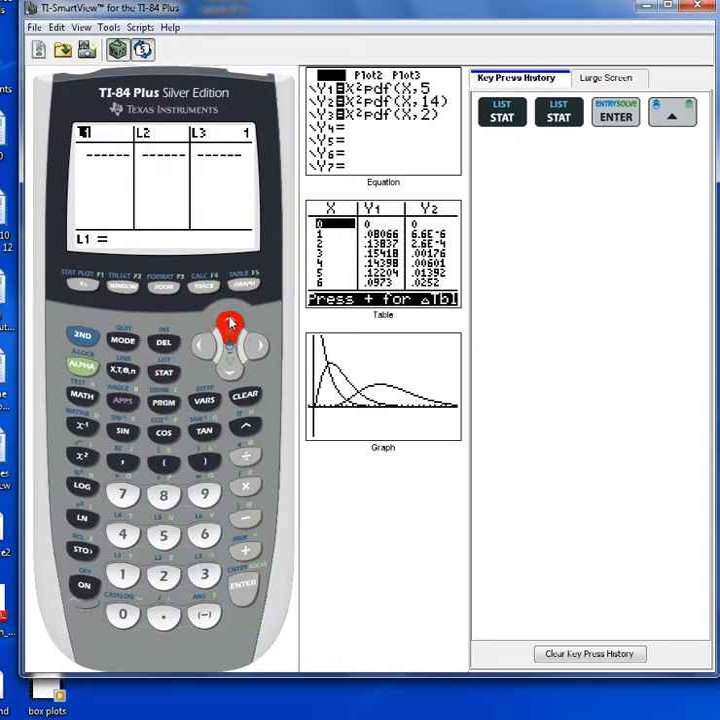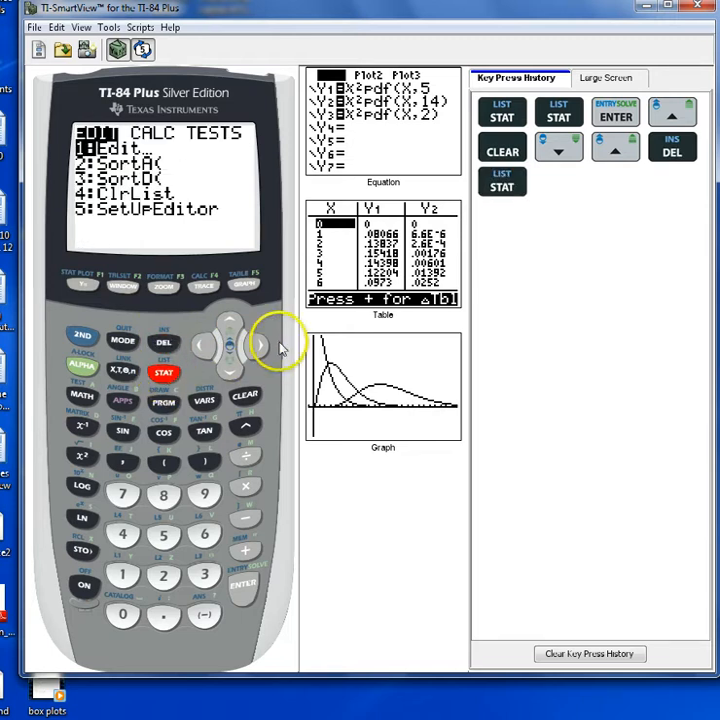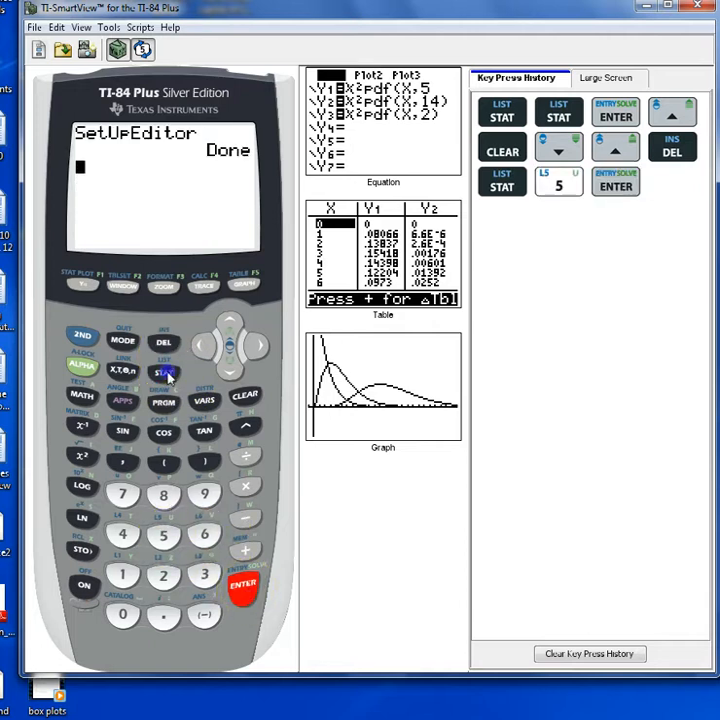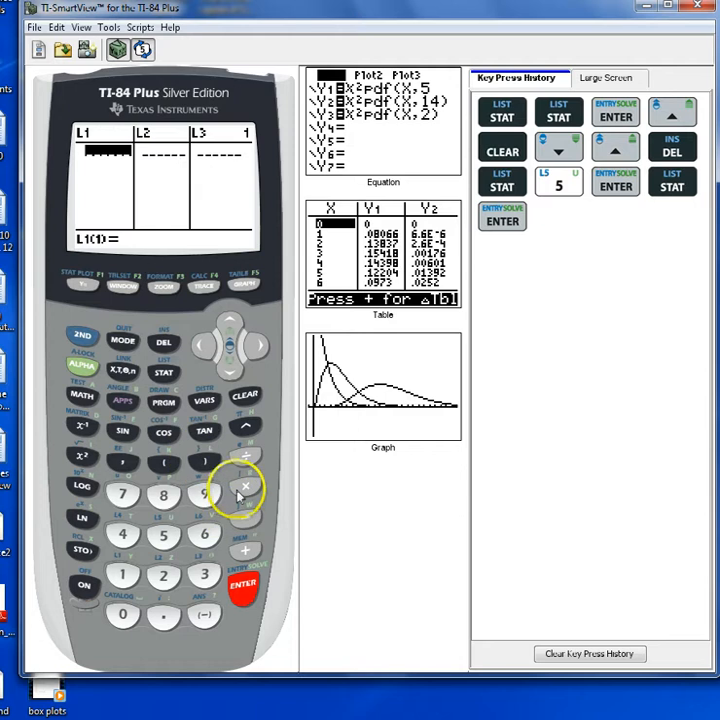If you want to clear something in L1, you highlight it, push clear, and then down arrow. If you deleted L1 by accident and pushed delete, where did it go? You can still pull it back. Just go to Stat, then number 5, Set Up Editor, and Enter, and then go back to Stat and Enter, and there it is. So go ahead and enter your data for the cost of a haircut for our class data.